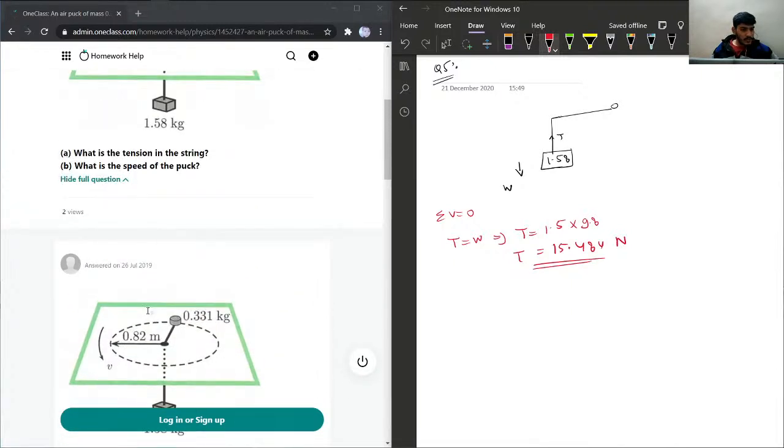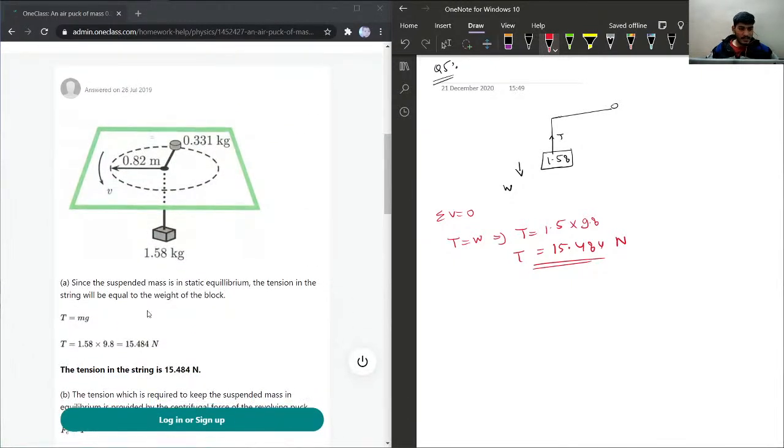we need to find the speed of the plug. So basically we need to find the speed of the plug. For the speed of the plug, the radius is given as 0.82. So I can say that when this plug is rotating, it experiences a centripetal force which will be in the outward direction, and this centripetal force is counterbalanced by the tension in the string. Therefore, this plug is able to rotate in this circle only, and it is not leaving the circle.